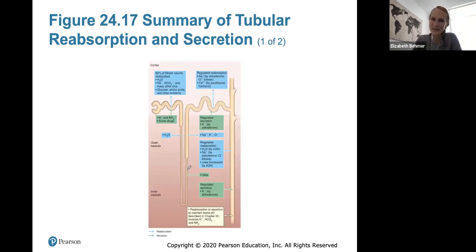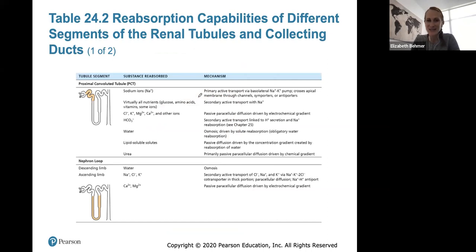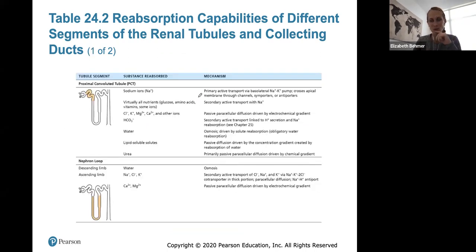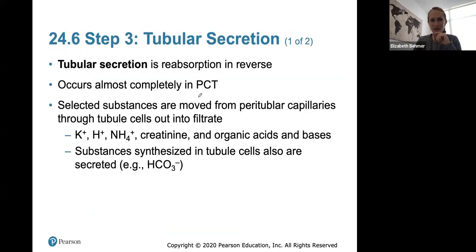So here's kind of a basic summary of tubular reabsorption and secretion throughout the various parts of the proximal convoluted tubule, the loop of Henle, and the distal convoluted tubule. These next two slides I include because it's probably a great review summary of what happens in the proximal convoluted tubule, the nephron loop, the distal convoluted tubule, and the collecting duct. So studying these two slides will help you with several questions on the lecture exam.